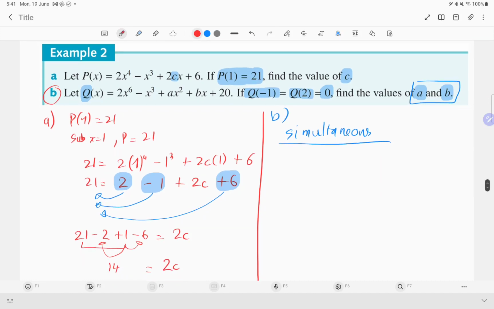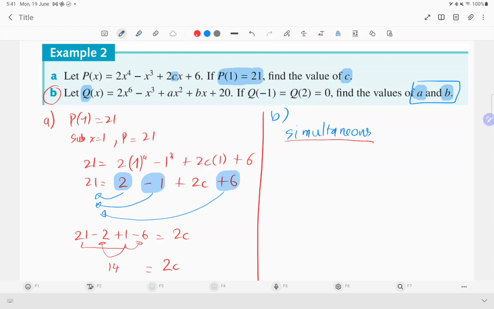So let's see. In order to solve two values in the same equation, how many equations do we need? How many equations do we need in order to solve for 2 values? 2. That's right. If you're solving for one value like C, you need 1 equation. That was only 1 equation, right? Are they meant to correspond to A and B? No, Q(-1) just means when you sub in -1.